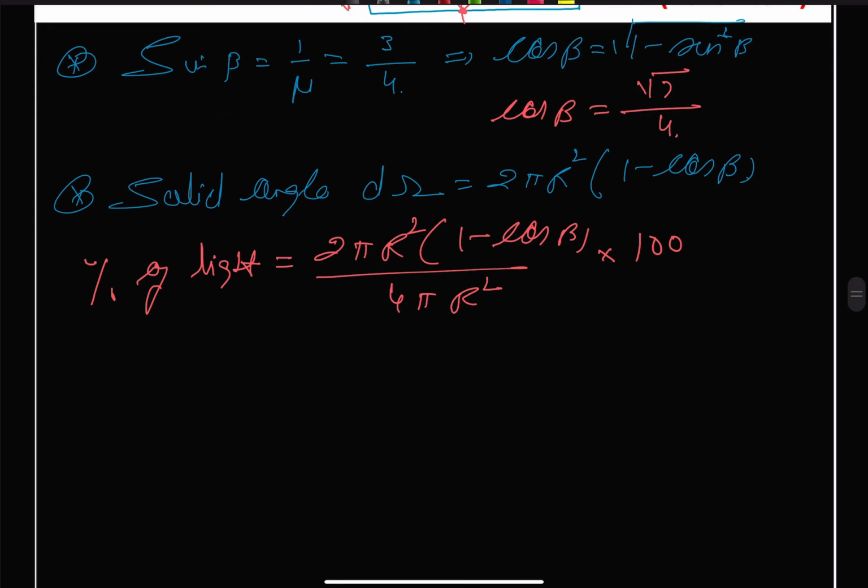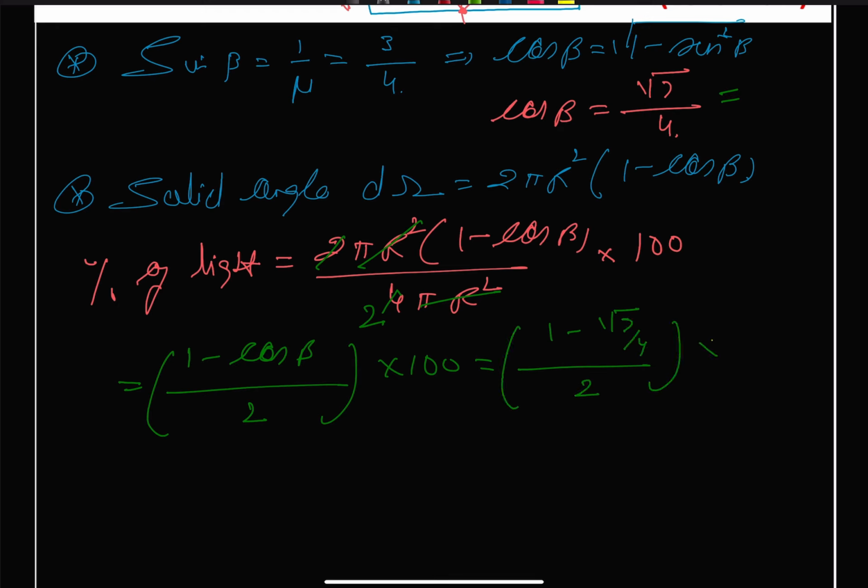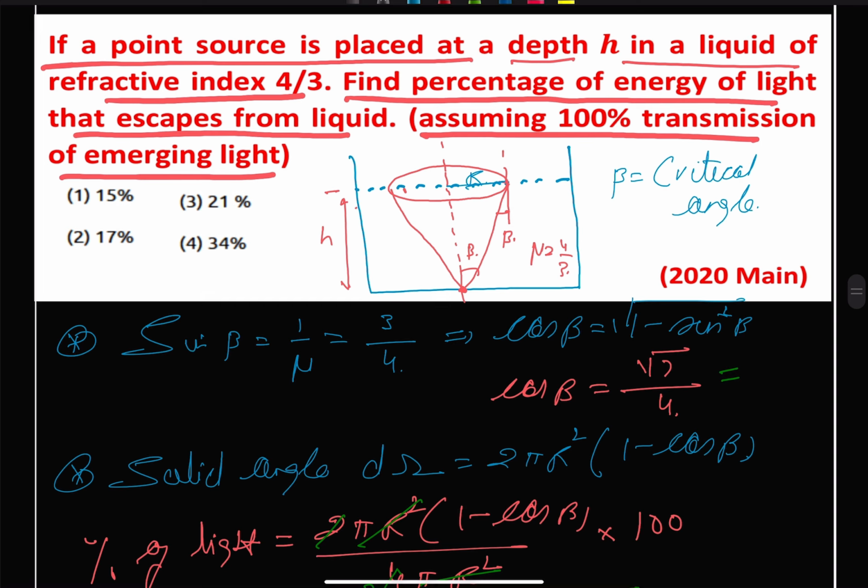We substitute the value, and 4 pi r square, this goes by 2, so we can write this will be equal to 1 minus cos of beta divided by 2 and multiplied by 100. We just found out our cos of beta, that is square root of 7 divided by 4, so we get 1 minus square root of 7 by 4, divided by 2, multiplied by 100, and this we can approximate to 17%. So option number 2 is the correct one.